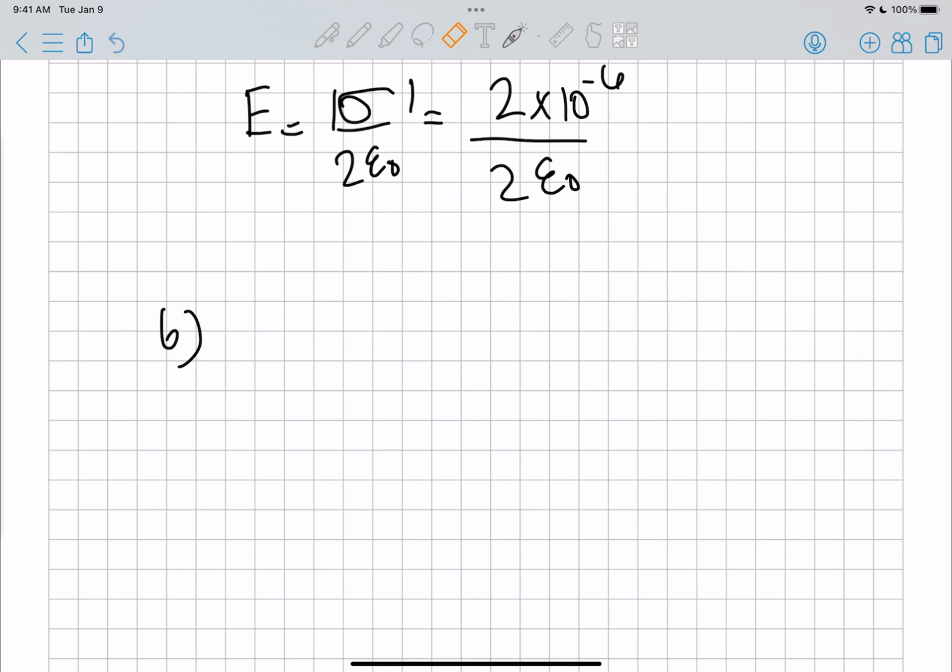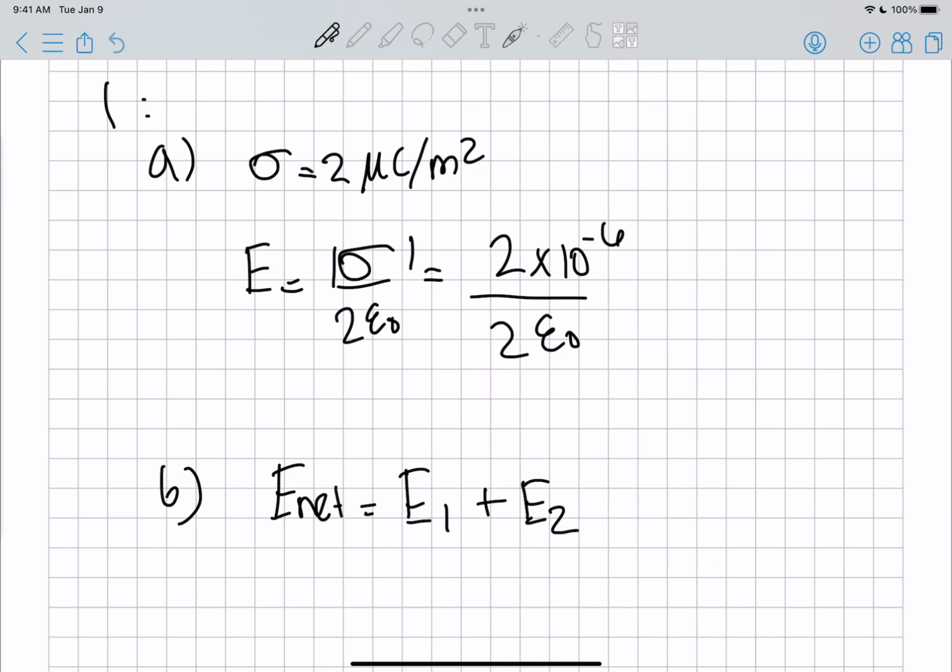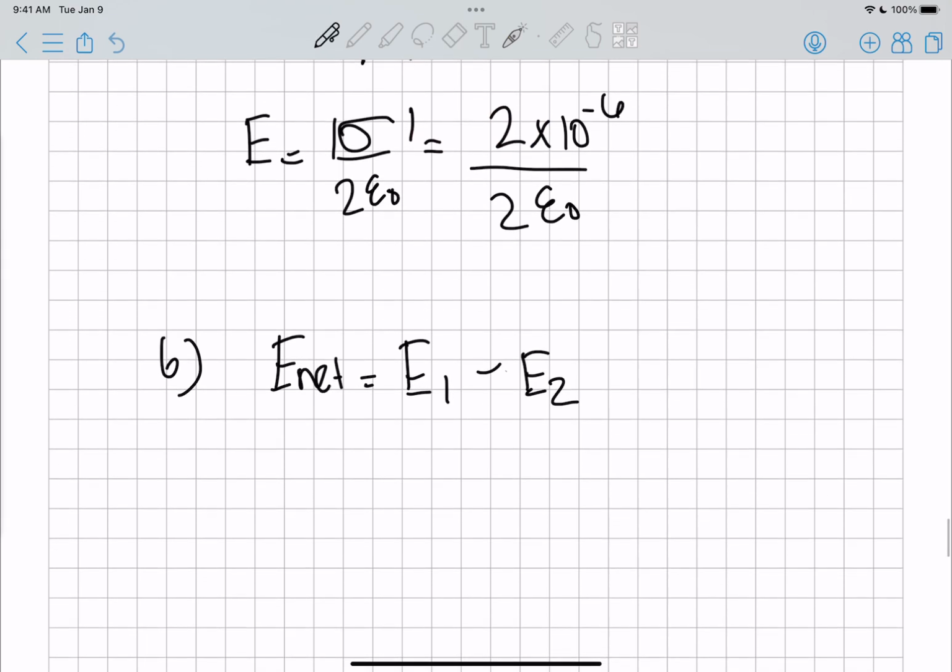E1 and E2. Now, if we want to figure out E net, it's E1 plus E2. Since we are concerned with just the absolute value of the sheet charge density, both of these values should technically be positive for the electric field. You adjust whether it's negative or positive in your equation for E net based on the direction the electric field is pointing for each sheet.